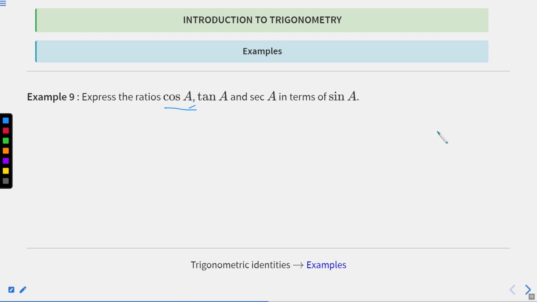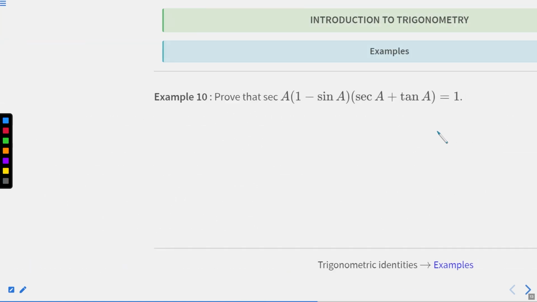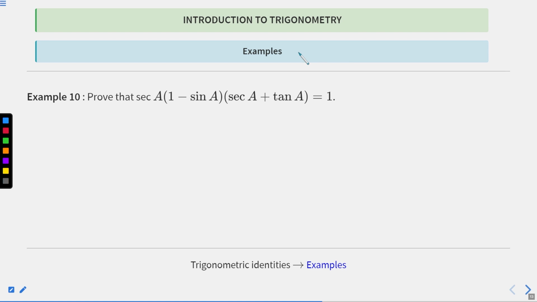Okay, so now let us see the next example. In the next example, we have to prove that sec a into 1 minus sin a into sec a plus tan a is equal to 1. Okay, so here we have to prove this. Now let us see how to prove it.